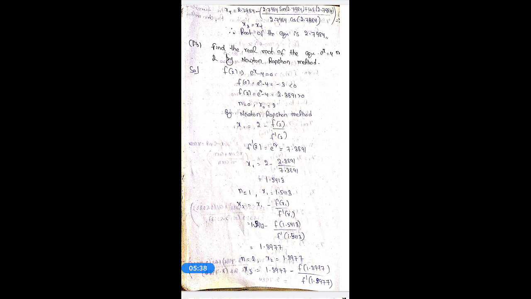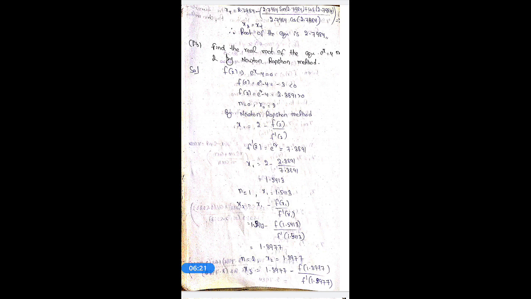x3 = x2 - f(x2)/f'(x2) = 1.3977 - f(1.3977)/f'(1.3977) = 1.3864. The previous approximate value was 1.3977 and the third iteration is 1.3864, not equal. So we go for further iteration.